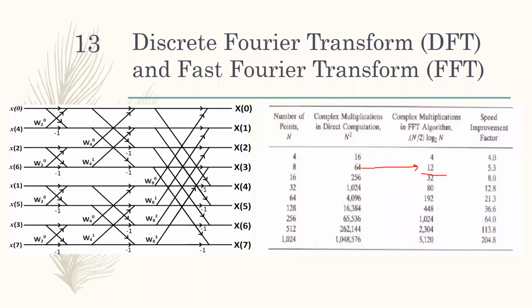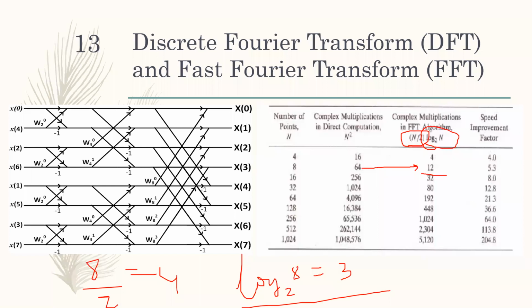Now, if you just observe here, N by 2. So N is 8. 8 by 2 is 4. And if you just see log of 8, this is to the base 2. So how much is this? This is 3. Since 8 is 2 raised to 3, 3 comes out of the log, and log 2 to the base 2 is equal to 1. Therefore, this turns out to be 3.